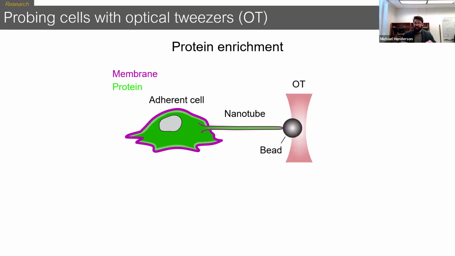So as I mentioned, we use this as a test tube scenario to ask questions like, what will IRSP53 do? Will it recognize this nanotube?